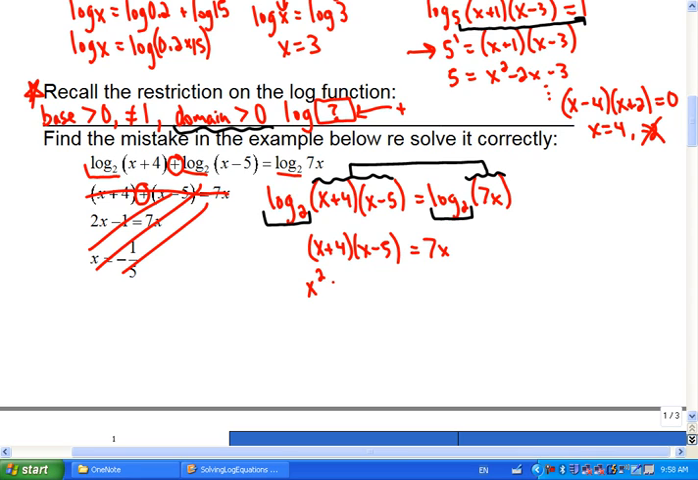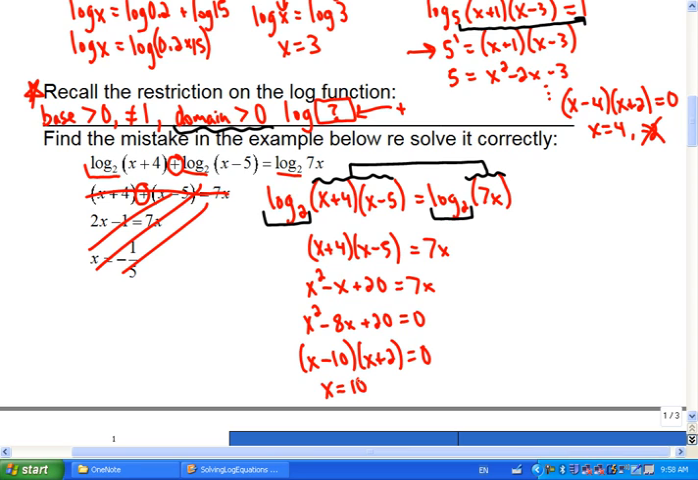So this would be, let's see here, x squared minus x minus 20 equals 7x. So x squared minus 8x minus 20 equals 0. Let's see here. So I think we could factor that with x minus 10 and x plus 2. So I'd have answers of 10 and negative 2. Okay, so we're on our way then, right? Okay, be careful though, because remember, we just talked about this. It's going to be something you have to keep in mind.